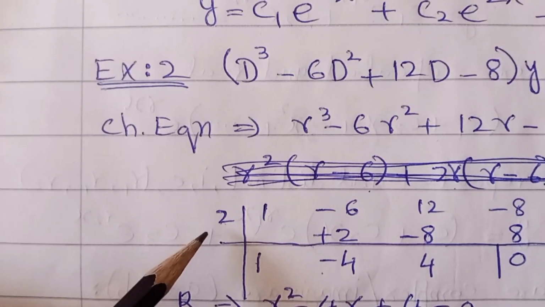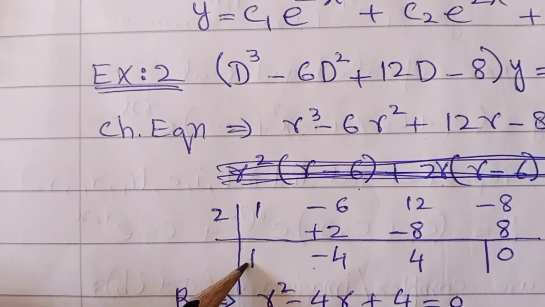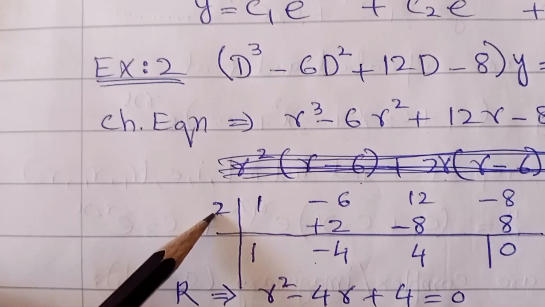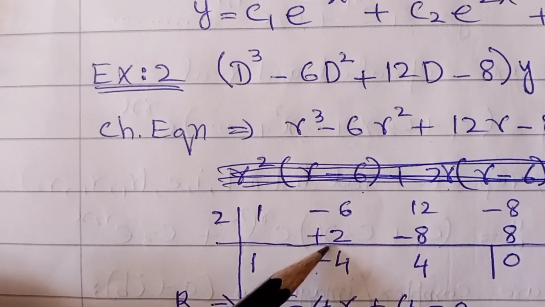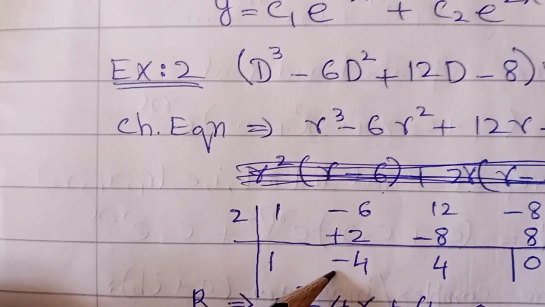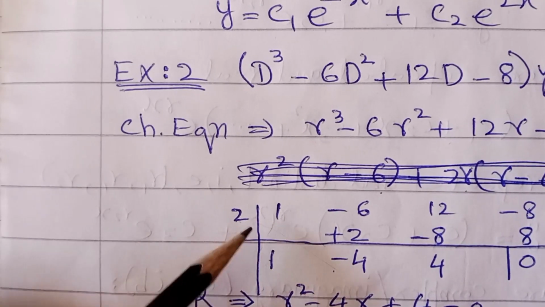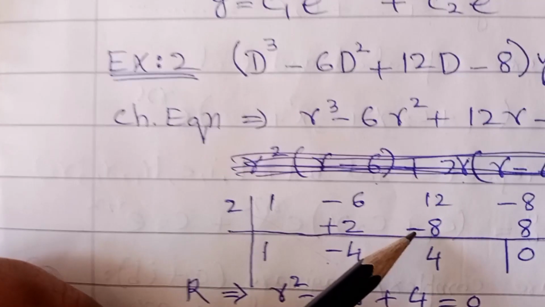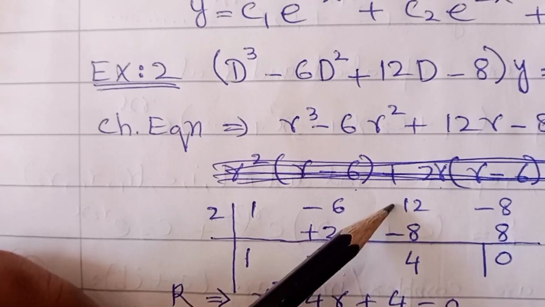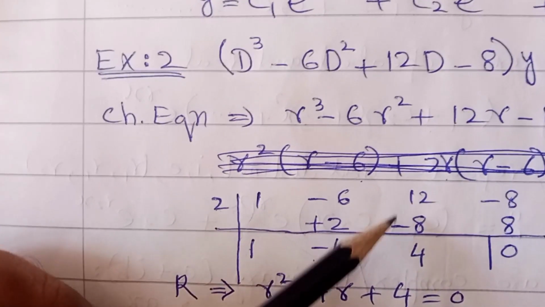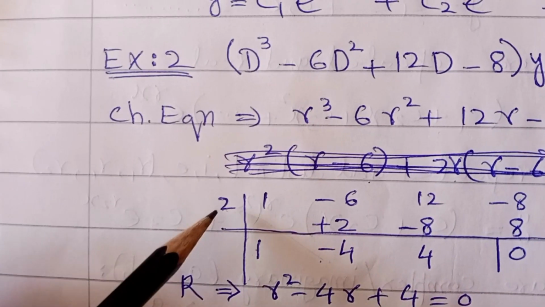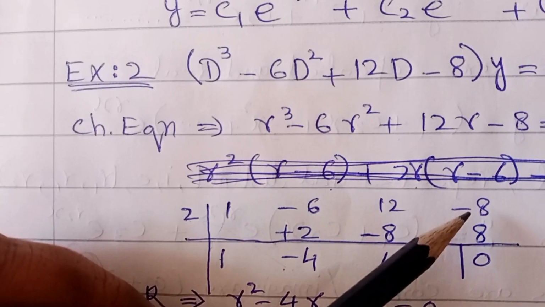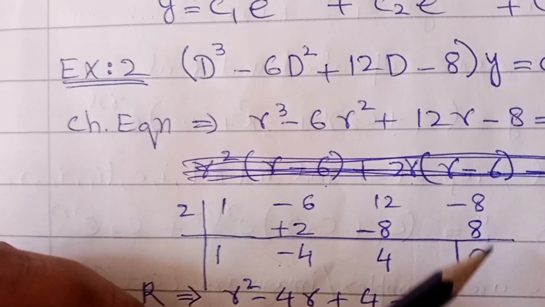Now the first root is 2, so 1 will remain the same. Now 1 multiplied by 2 will give plus 2. This 2 will be added to minus 6, that would be minus 4. Minus 4 multiplied by 2 gives minus 8. Minus 8 we write here, and this will be added to 12. 12 minus 8, that would be 4. 4 multiplied by 2, that would be 8. So plus 8 minus 8, that would be 0. So the remainder is 0.